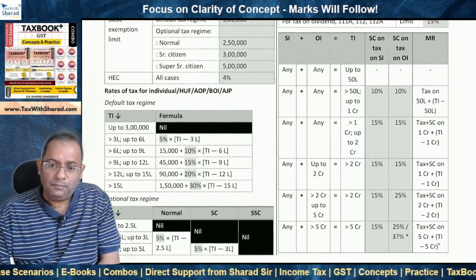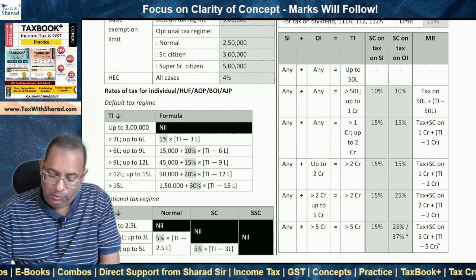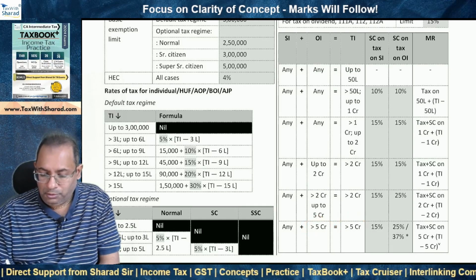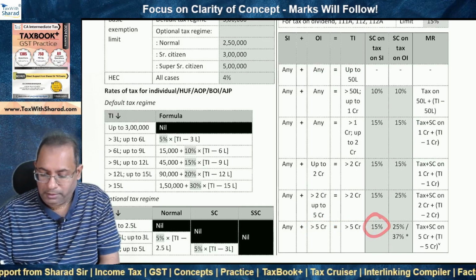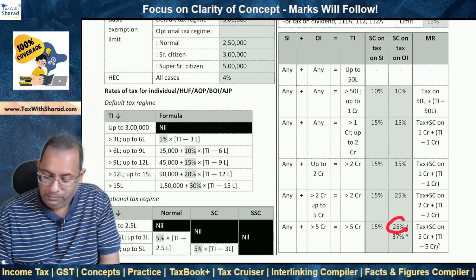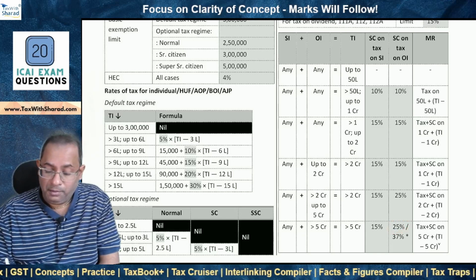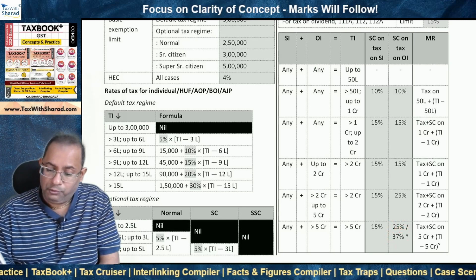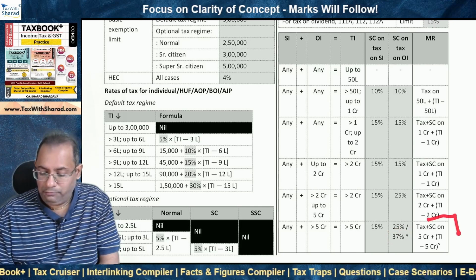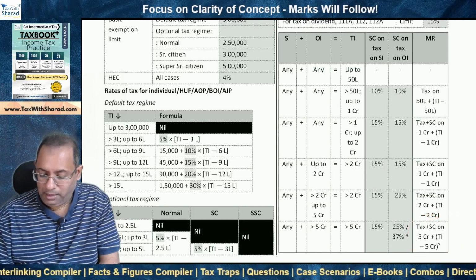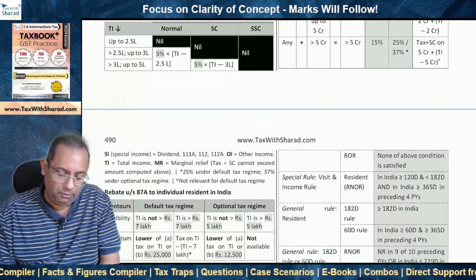Where the total income is more than 5 crore and the other income is more than 5 crore, then the rate of surcharge on tax on special income remains at 15%. The rate of surcharge on tax on other income also remains at 25% in case of default tax regime. But for optional tax regime, it increases to 37%. And therefore, only for optional tax regime, marginal relief becomes relevant. And the formula is tax plus surcharge on 5 crore plus within bracket total income minus 5 crore.